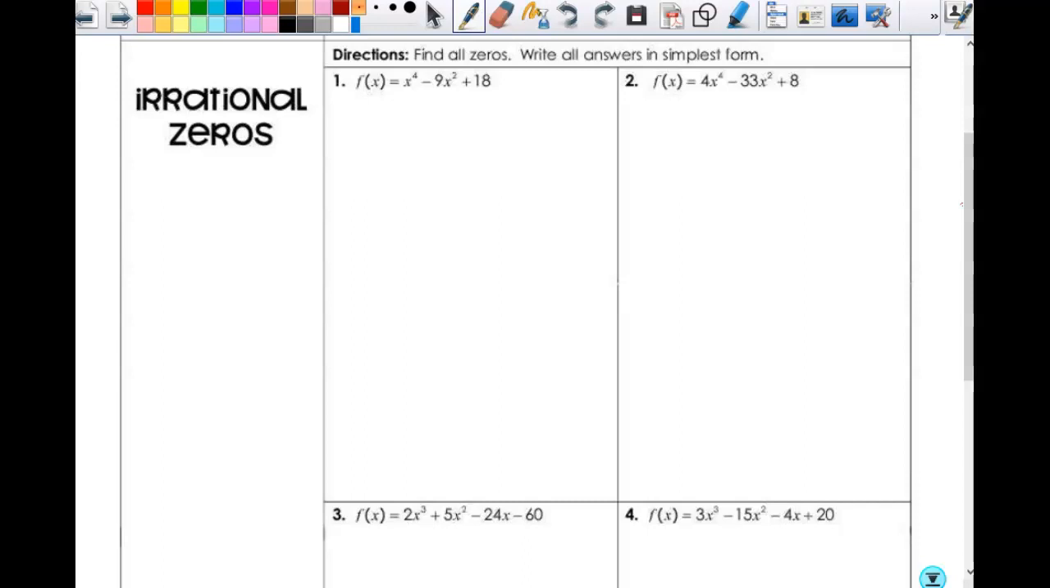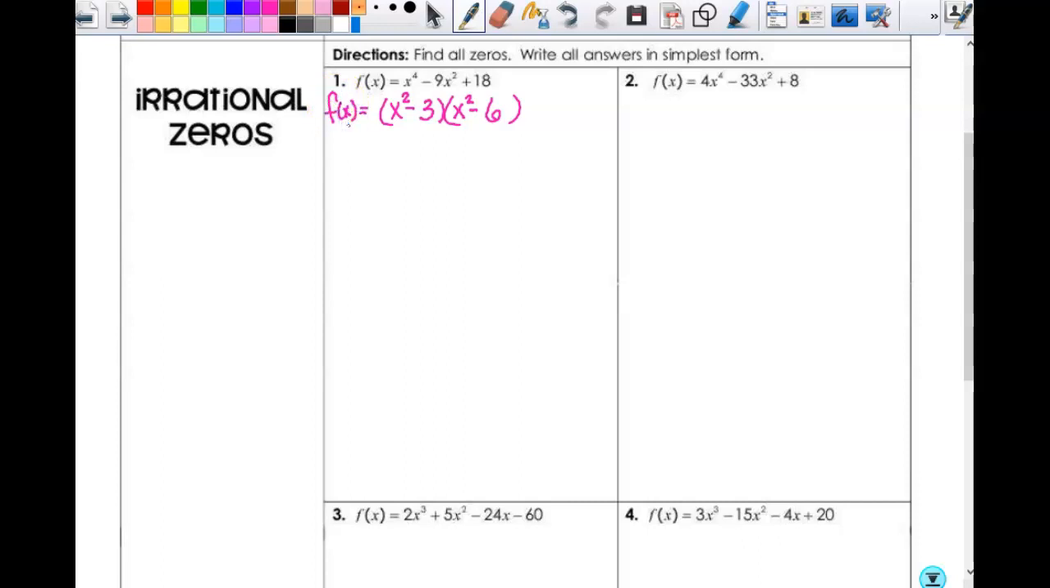So in number 1, we have a quartic, and it's 3 terms, so we can treat this like a quadratic to factor it. Since this is x to the 4th, this will be x squared and x squared. I need 2 numbers that multiply to give me 18 and combine to give me -9. Since this is positive, the signs have to be the same. Since this is negative, they're both negative, so it's going to be -3 and -6. All right? So this is my factored form.